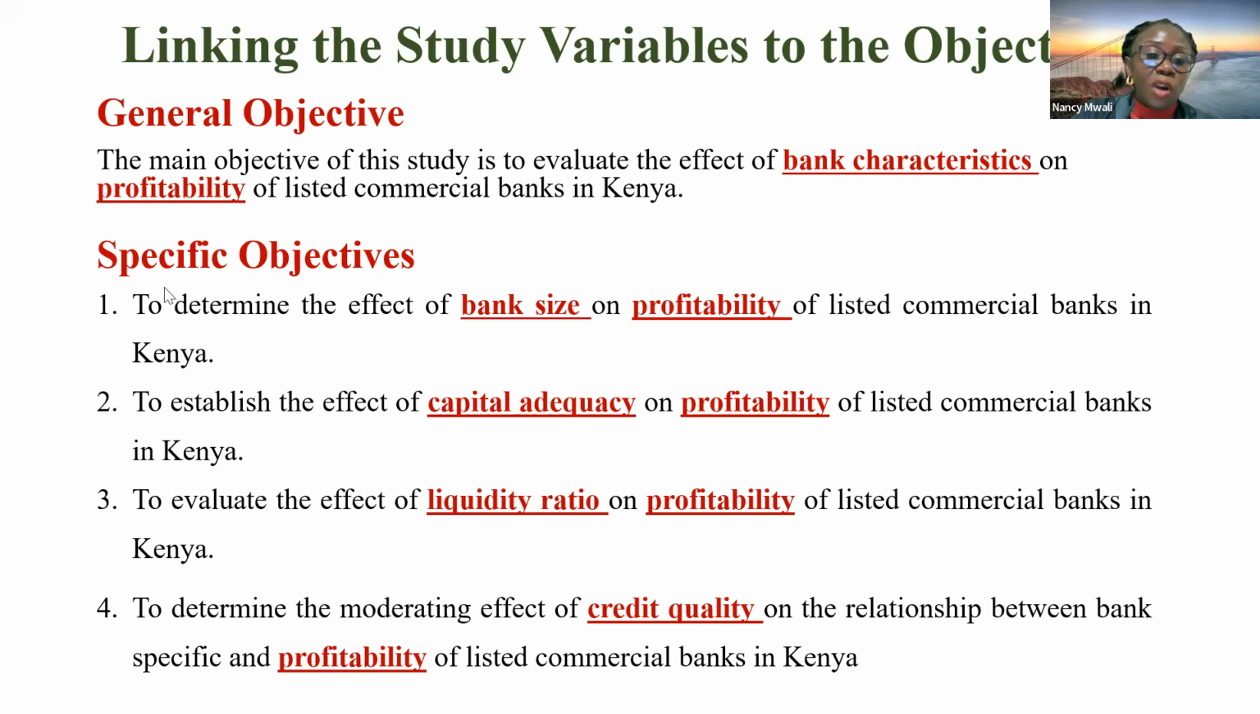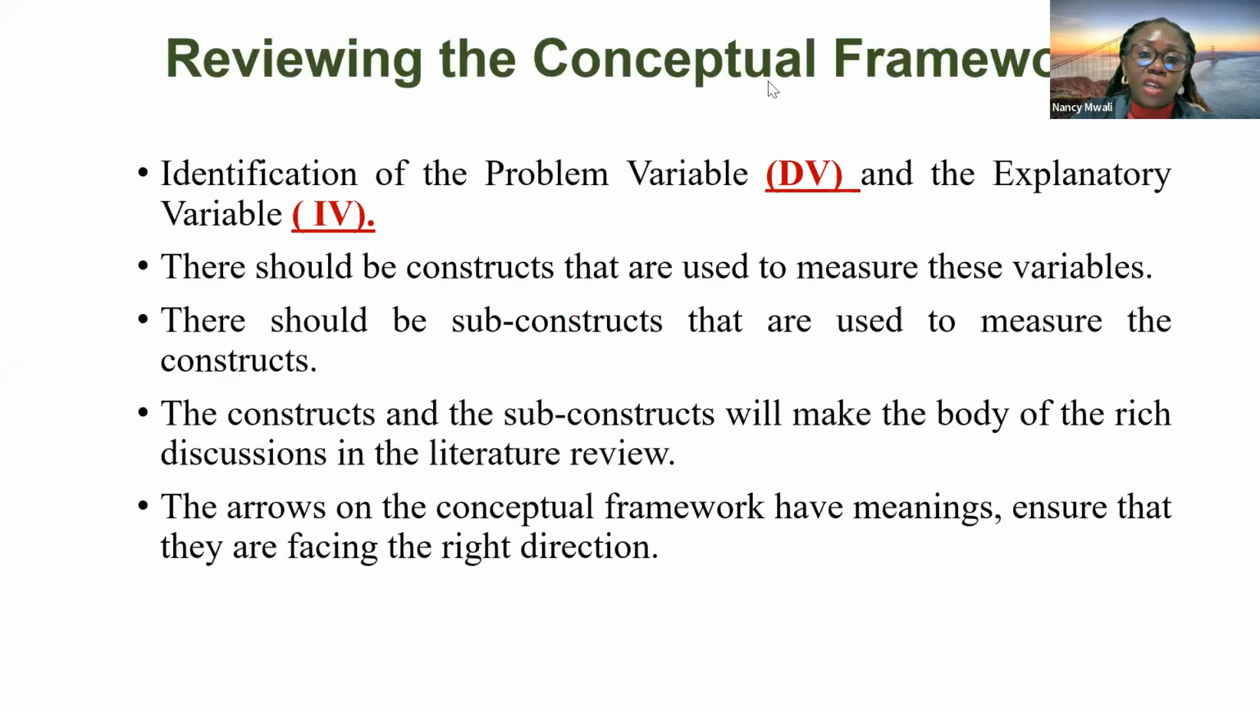So you will see that we have 4 study objectives, and each one of them carries the 3 constructs that had been identified. And of course, profitability is consistent in each one of them because it is our problem variable. It is the dependent variable. Profitability depends on bank size. Profitability depends on capital adequacy. Profitability depends on liquidity ratio or liquidity. So that is why we are saying that profitability is our dependent variable and the other 3 are our independent variables.